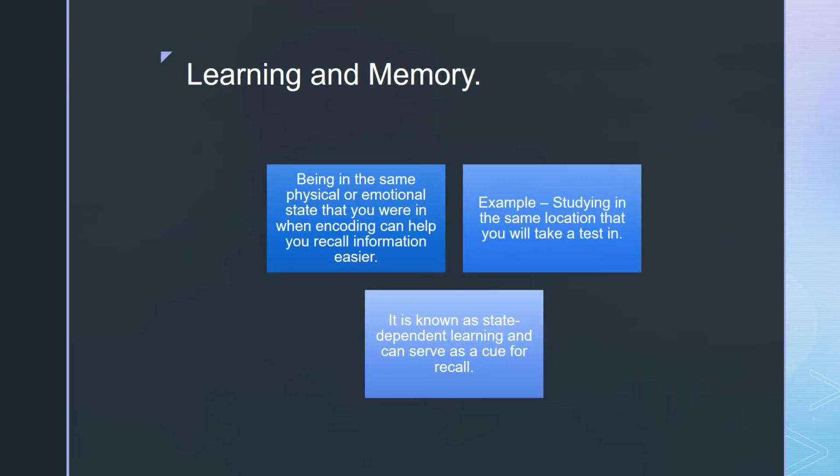Now, learning and memory. Being in the same physical or emotional state that you were in when encoding or storing information can help you recall it easier. So, for example, a lot of psychologists recommend that you study in the same location that you will take a test in. And this is known as state-dependent learning, and it can serve as a cue for recall.